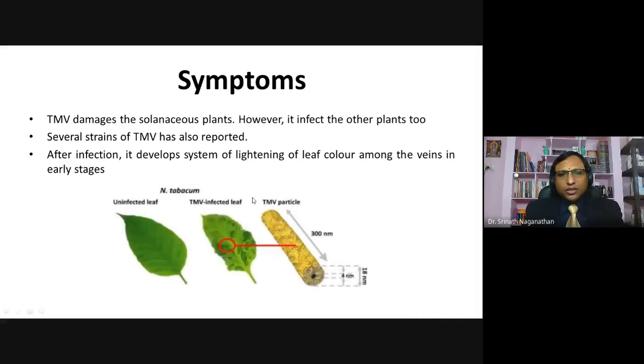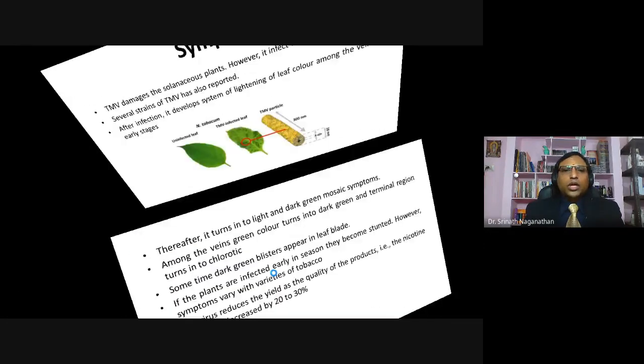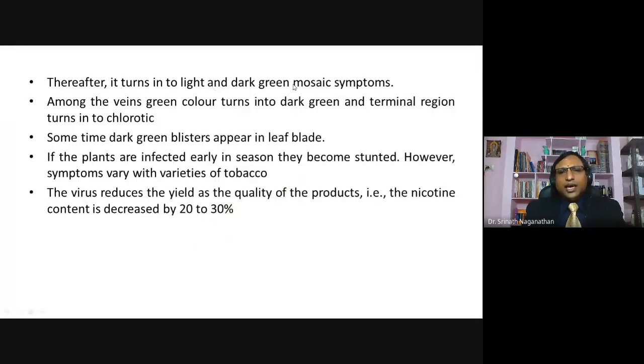So this is what is actually happening. Here this is the uninfected leaf. Once the Tobacco Mosaic Virus has infected, the color becomes yellowish, then brownish, and then it becomes brittle. Thereafter, it turns to light and dark green mosaic symptoms. Among the veins, the green color turns into dark green and the terminal region turns chlorotic, that is almost whitishness, brownishness. Sometimes dark green blisters appear on the leaf blades. If the plants are infected early in the season, they become stunted. Sometimes they actually fall down.